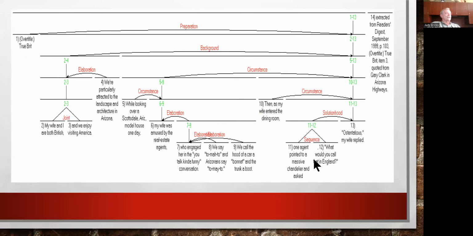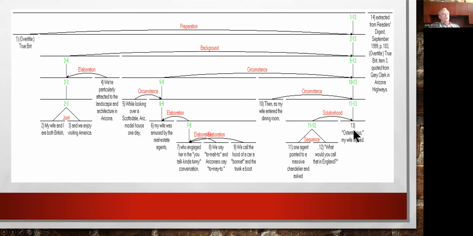Now, a little bit more interesting one, I find this one a little bit more interesting. The title is True Grit. So here's an article from Reader's Digest about true grit. Okay, so the first nucleus is a joint statement. My wife and I are both British and we enjoy visiting America. And an elaboration on that nucleus is this satellite. We're particularly attracted to the landscape and architecture in Arizona.